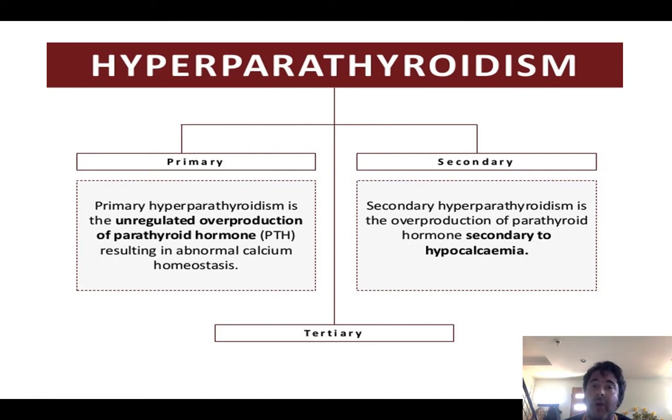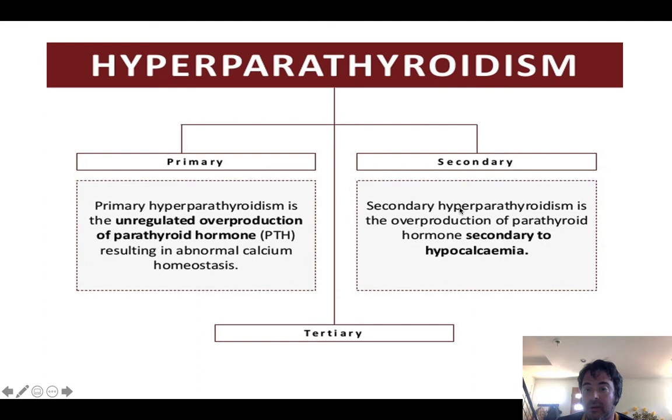So hyperparathyroidism is going to be our first focus because that's more common than hypoparathyroidism. Remember, primary hyperparathyroidism is an overproduction of parathyroid hormone stemming from the parathyroid gland directly for some reason, whatever that reason is. Oftentimes, either the gland has grown too big for some reason, or there's a tumor there. And tumors have this nasty tendency to just keep cranking out hormone, in this case, parathyroid hormone.